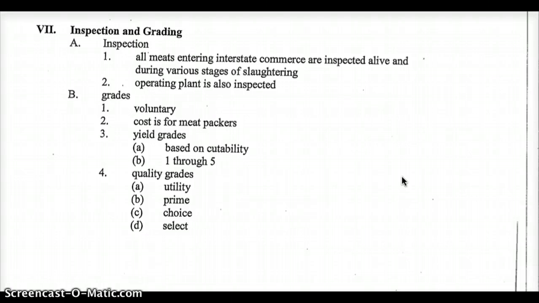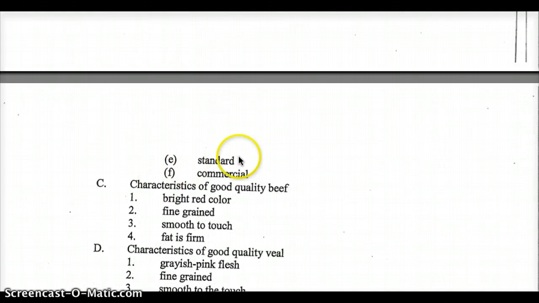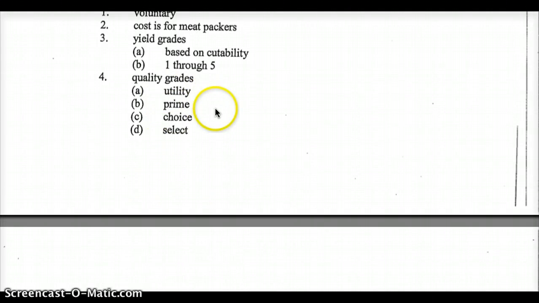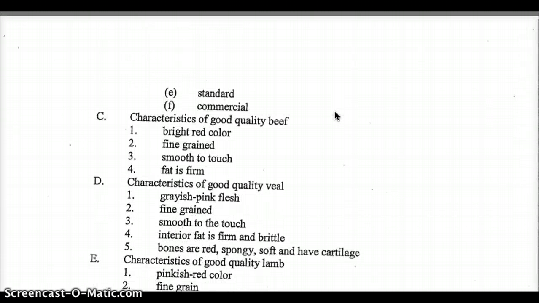Know your grades again. Voluntary, costs for meat packers, yield grades. Know how the grades are, what the grades are based upon. That again is for fruits, etc., eggs, and so forth. Know what the cost is for meat packers. Yield grades based on cutability, 1 through 5. Quality grades: utility, prime, choice, select. Know those. Know the order too. Standard and commercial. Know which one is the top quality and which one is the worst quality, and maybe a basic middle quality.